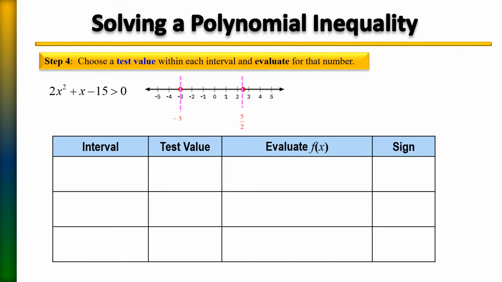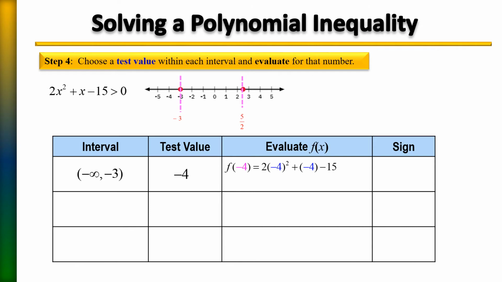So within this first interval that we have here, we can actually just choose the point -4 and plug it in. What you're going to do when you evaluate a function, recall, is simply plug that number in x's place to see what your output is. So again, our first interval is from -infinity to -3. We're going to use the test value of -4 and evaluate it in our given function.